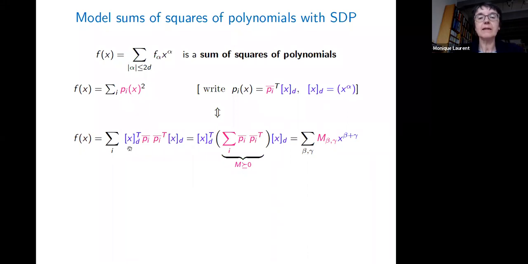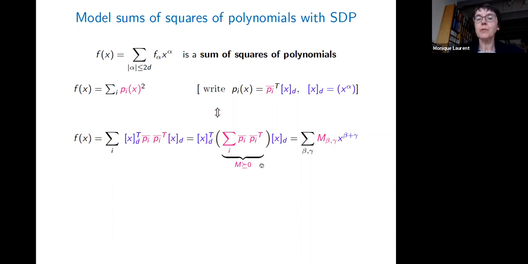Here we write it as, first we put the monomial base first in a product with a vector of coefficients, and then we put the vector of coefficients in a product of monomial base. Then you pull out this vector of monomial base, so the blue vector, you pull it out of the summation. And in the middle, what remains is the sum of these outer products, p_i p_i transpose.